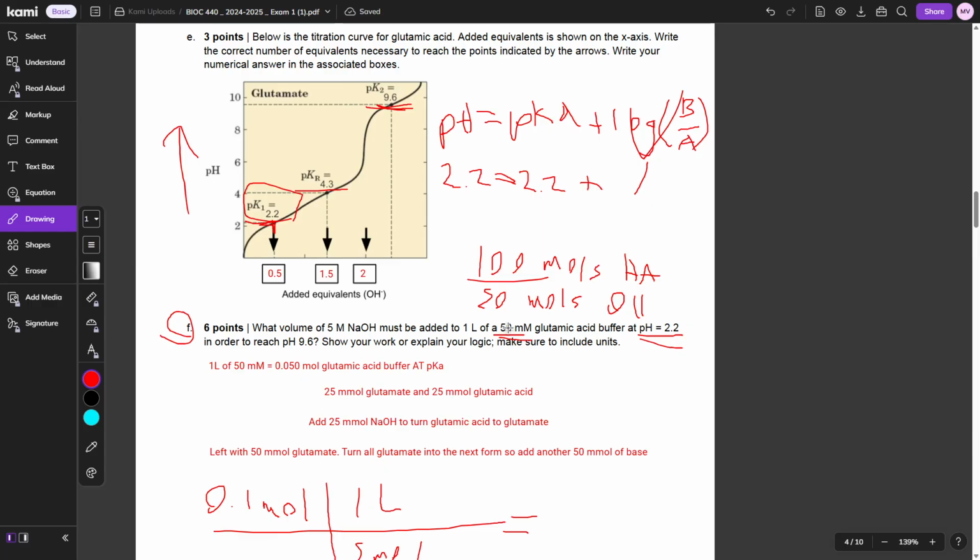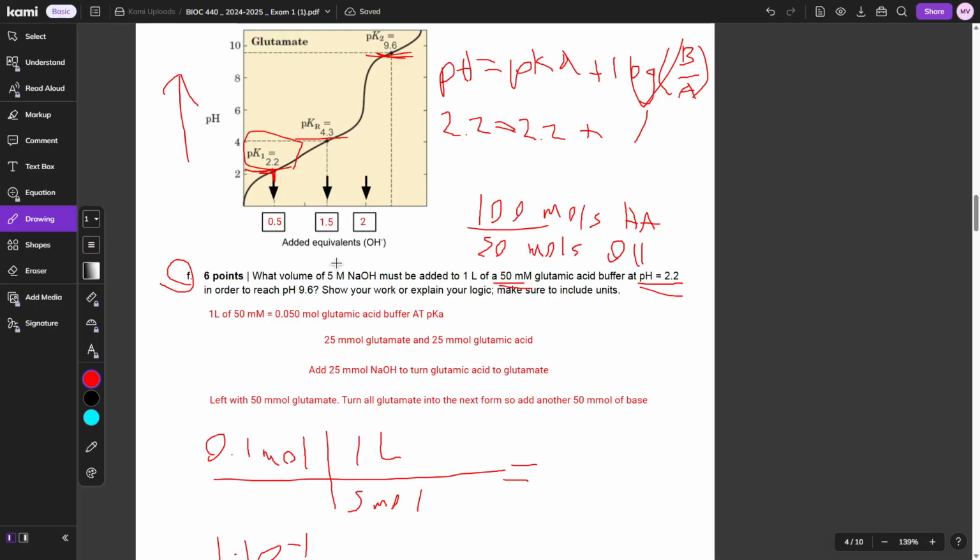For the millimolar, you don't get it? Oh, I didn't do that. You don't have to do it. There's a way you can do this faster with equivalence, but I'm just doing the longer way first. So with that in mind, we just said that this is true.